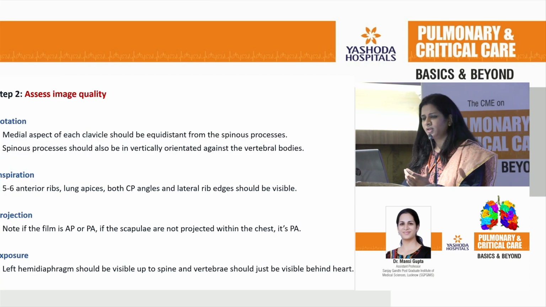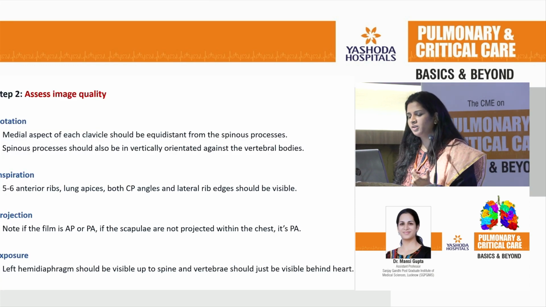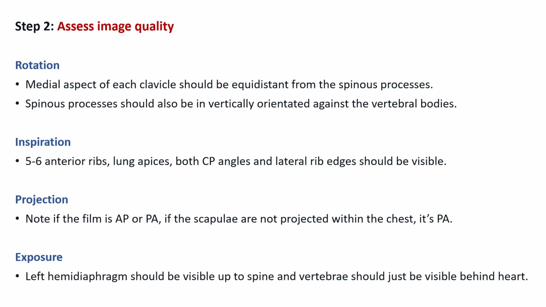This is a very important thing: you assess the image quality before interpreting, just like any other report which is to be interpreted. Look for the rotation, as you can misdiagnose many conditions just because the patient was rotated at the time of taking an X-ray. A patient should have had a good inspiratory effort. Projection should also be good. You should also know whether the patient's X-ray has been taken in an AP view or a PA view, and the exposure. So how do you judge these qualities?